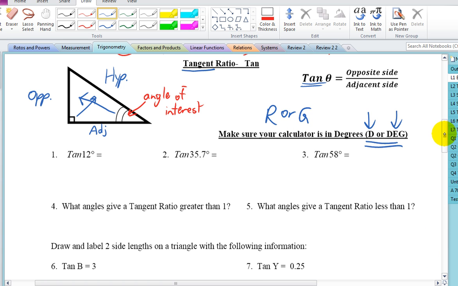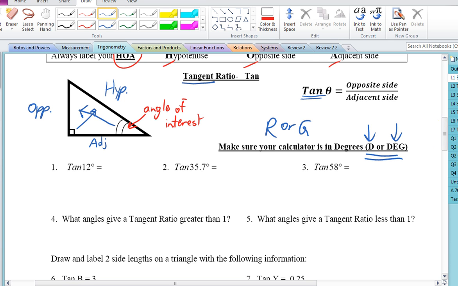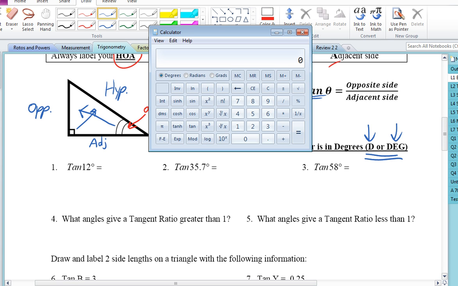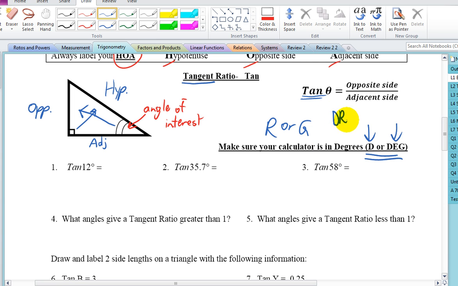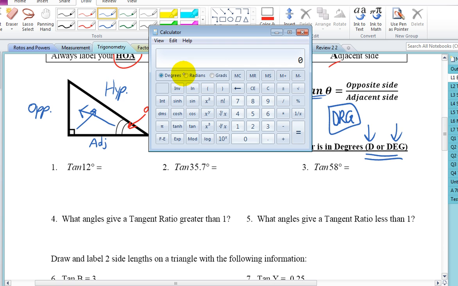Okay, so what I just said to some people is you have to be careful because of your DRG, right? Usually you have one button that says DRG that changes it between D and R and G. Sometimes it's really close to your second function button, and you can change it super easily. So you've got to be careful. Every day when you start trigonometry, check that it's in degrees.